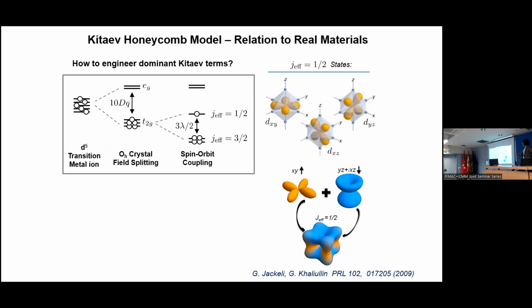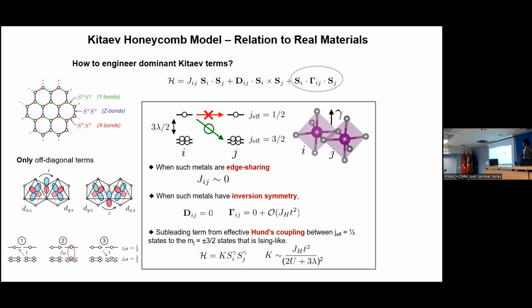And now once you have these states defined, you go on constructing this interaction. And you want to have survive only the Kitaev interaction. So if I write the Heisenberg Hamiltonian in a very normal way, I have to get rid of the Heisenberg interaction, I have to get rid of the Dzyaloshinskii-Moriya, and the Kitaev interaction corresponds to this term here, which is what we call the gamma term. So how do you do that? Well, if you bring together these octahedra edge sharing, perfect edge sharing, you can get rid of the Heisenberg interactions. If you have inversion symmetry, you can get rid of the Dzyaloshinskii-Moriya.